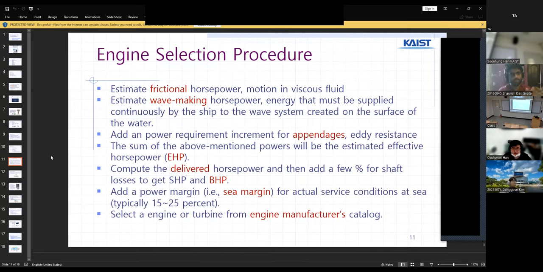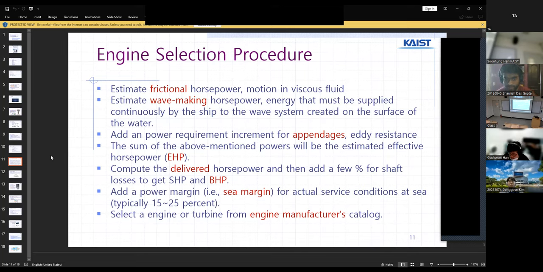So through all of this, through all energy losses, energy consumption, efficiency, and everything, how do ship manufacturers have their selection procedure for engine? So it begins with estimating frictional horsepower, which is the motion in viscous fluid. Then they estimate the wave-making horsepower, that is energy that must be supplied continuously by the ship to the wave system created on the surface of the water. Then you need to add a power requirement increment for appendages, eddy resistance. Then the sum of all the above mentioned power is the estimated effective horsepower.